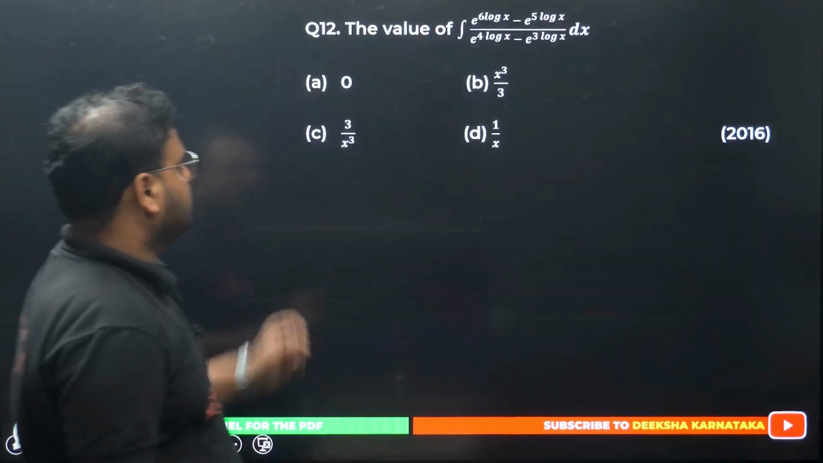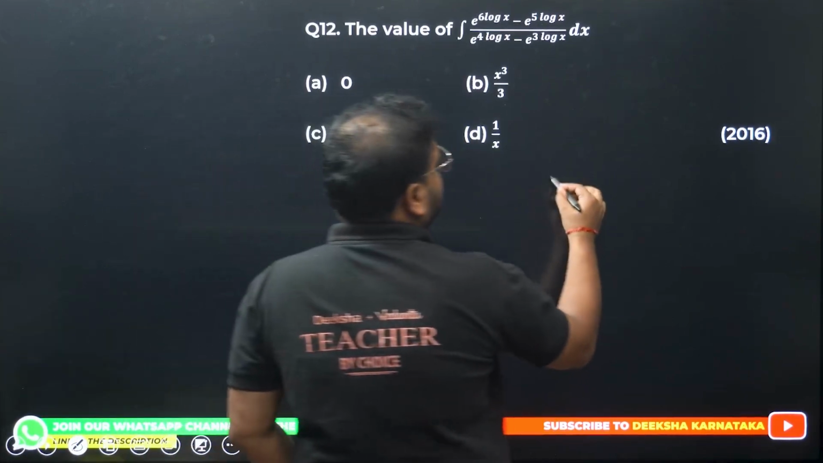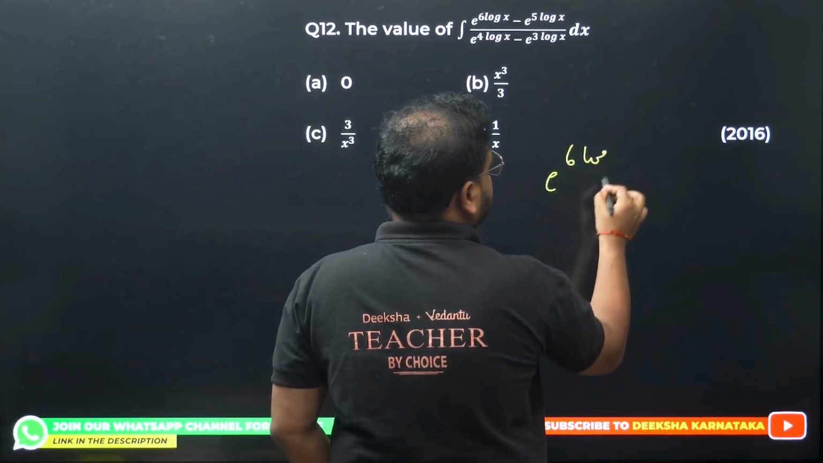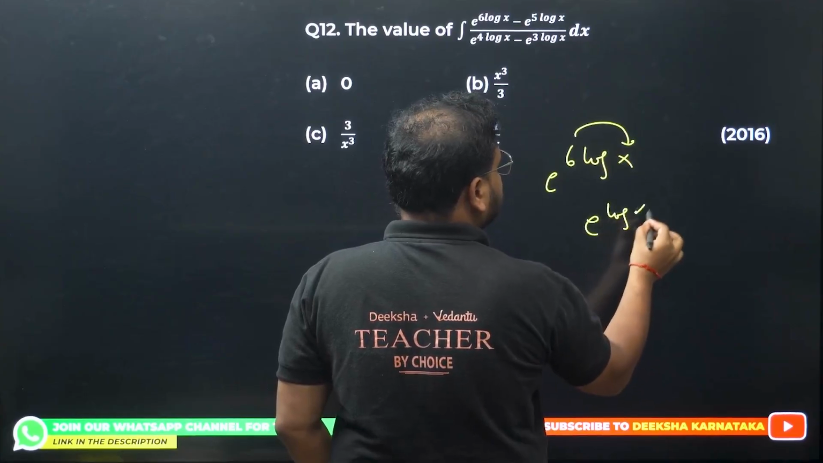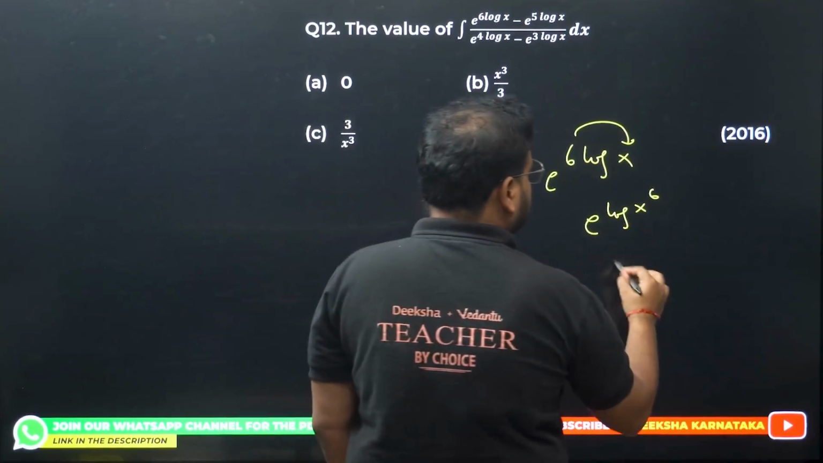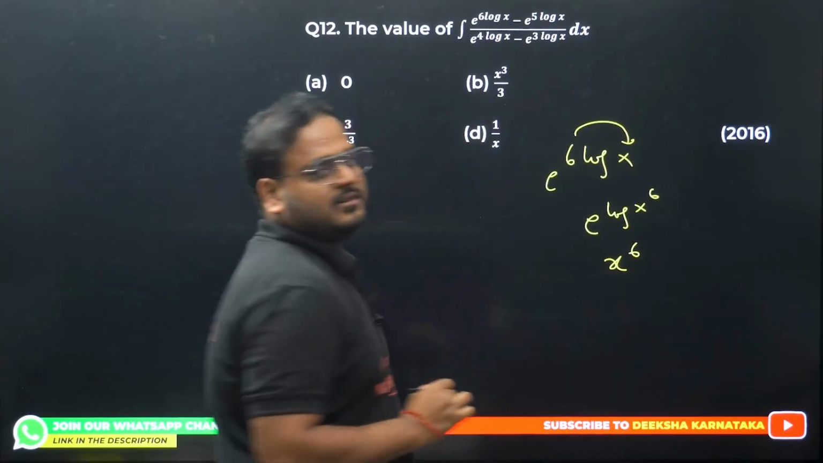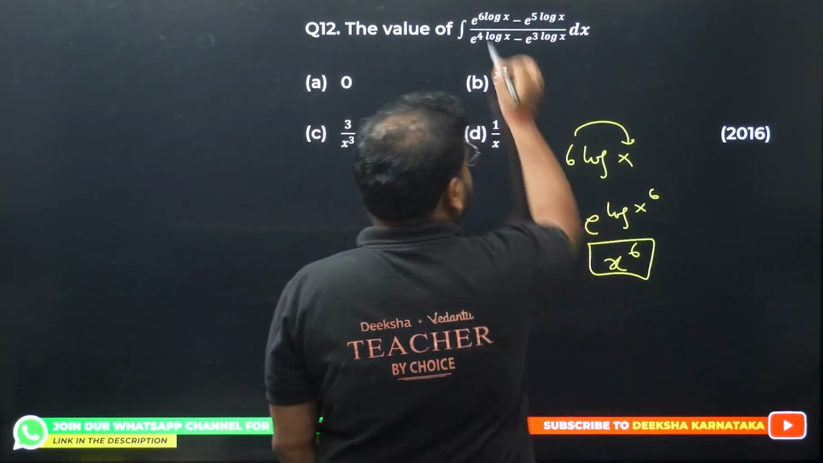Question number 12. E power 6 log x. What is the meaning of this? Take 6 over here: e power log of x power 6. E and log are inverse functions, so the effect is cancelled. Simply x power 6 is left. X power 6 is left.